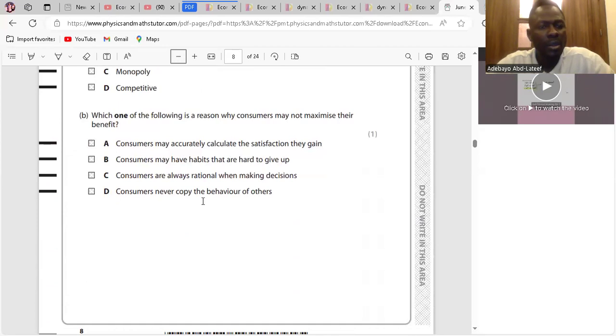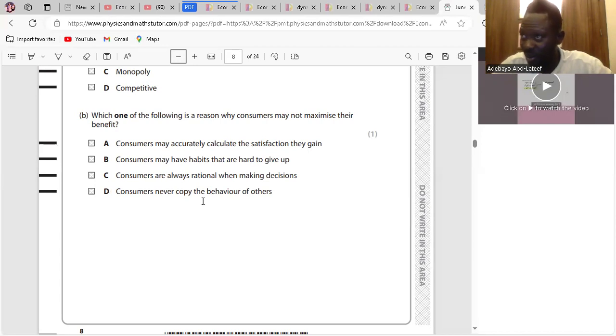Question B. Which one of the following is the reason why consumers may not maximize their benefits? Most of the time, consumers do not maximize benefit. When we talk about maximizing benefit, we are talking about consumers being rational. A rational consumer is a consumer that can maximize its benefit in cost of consumption. Most of the time, consumers will not be able to understand how to maximize their benefit, either by over-consuming or under-consuming. One of the reasons why consumers might over-consume or under-consume is information.